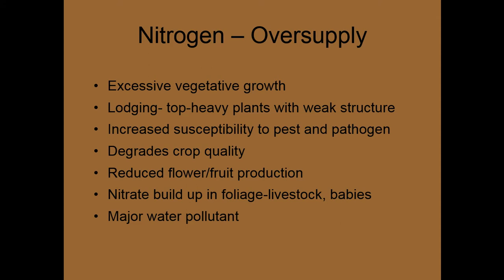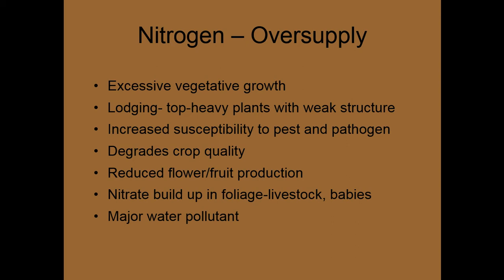Oversupplying nitrogen can also be a pretty major plant issue, as they'll take up whatever they can get, so we can see excessive vegetative growth. This can cause lodging, so this is when top-heavy plants tip over, because the above-ground portion is much larger and heavier than the below-ground portion of the plant can support.